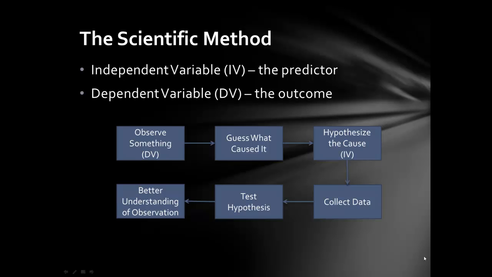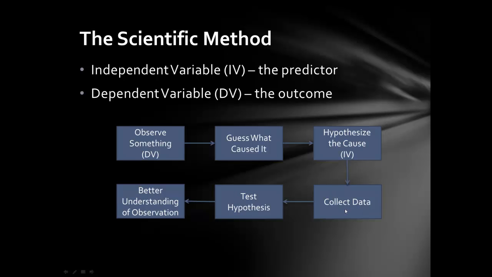So then the next step is to collect some data. And there are different methodologies for collecting data, which we'll talk about here in a little bit. There's the correlational, the experimental, and the quasi-experimental methods. But you conduct a study and you collect some data. And then the next step is that you test your hypothesis.